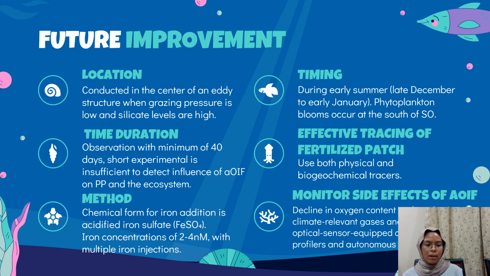For the method, the chemical form for iron addition needs to be acidified iron sulfate. The iron concentration needs to be 2 to 4 nanomolar with multiple iron injections. For the timing, it is preferable to do it during the early summer, late December to early January. This is because the phytoplankton blooms usually occur in the south of the Southern Ocean during that time. For effective tracing of the fertilized patch, it is better to use both physical and biochemical tracers.